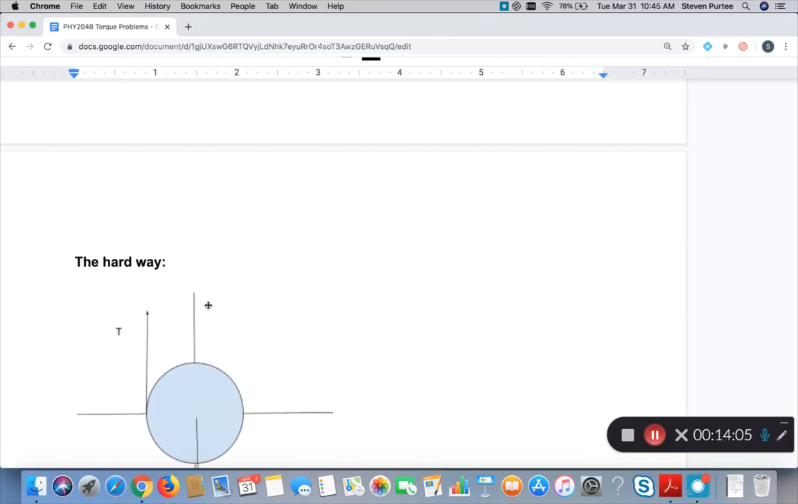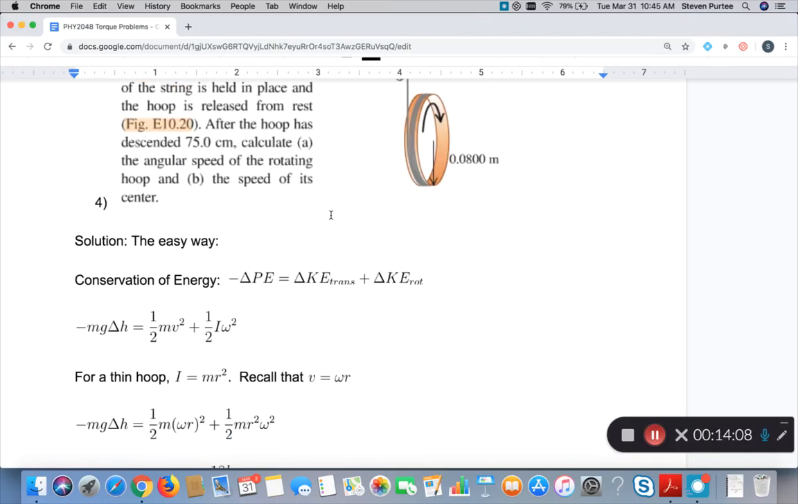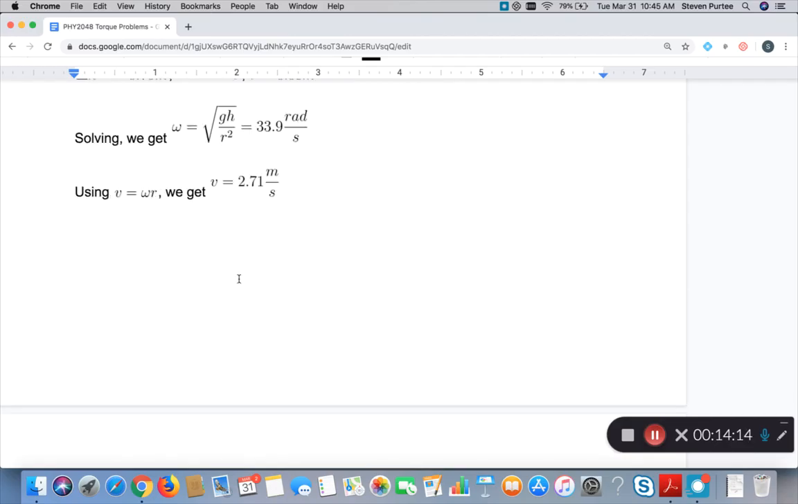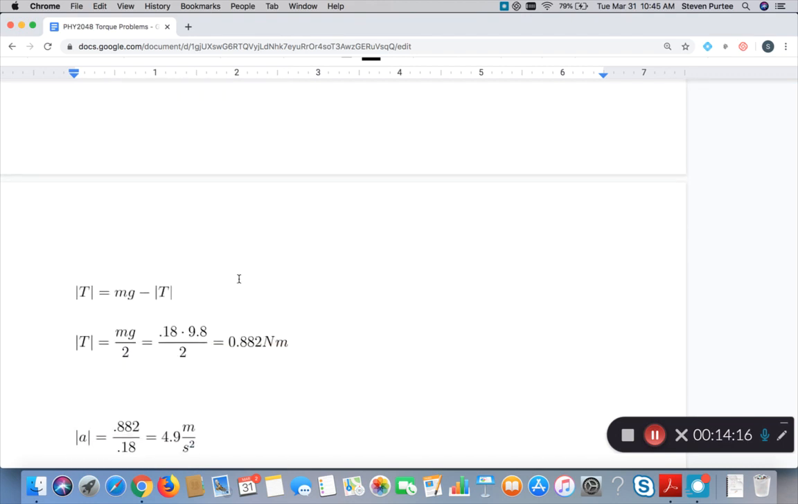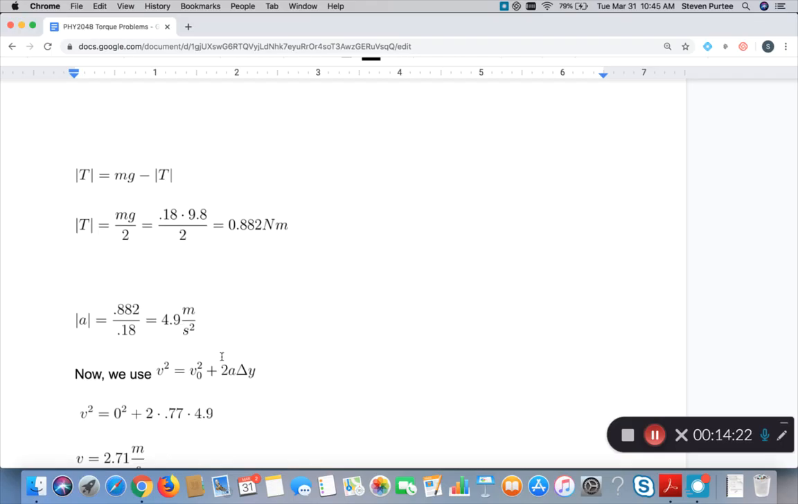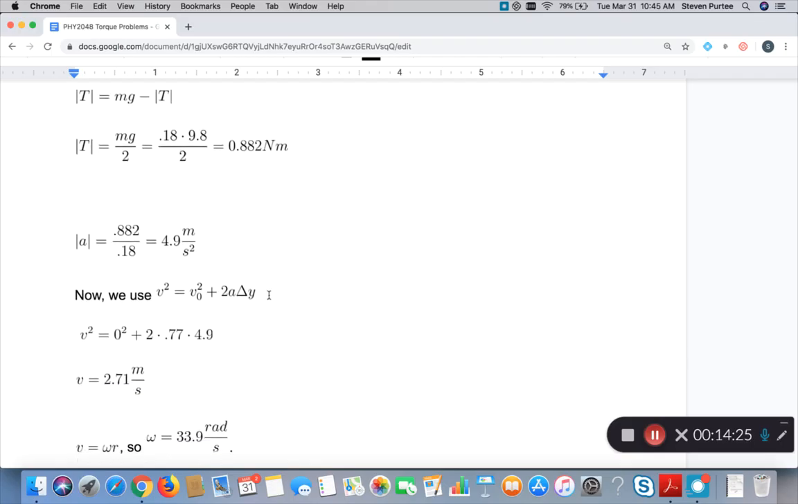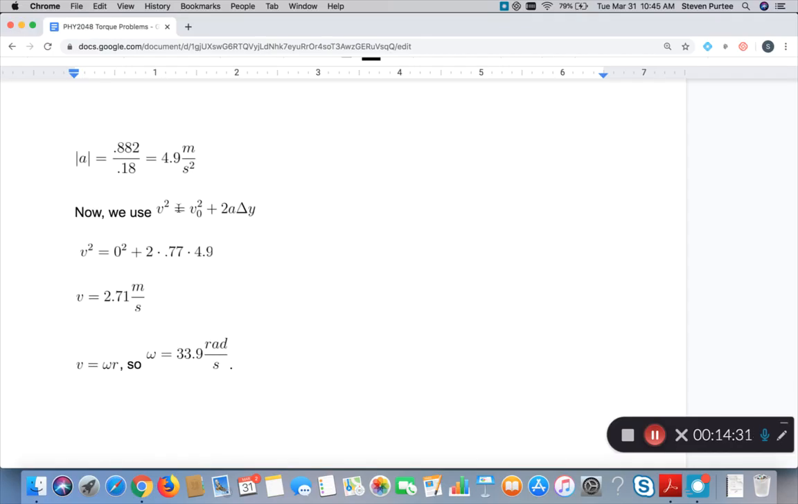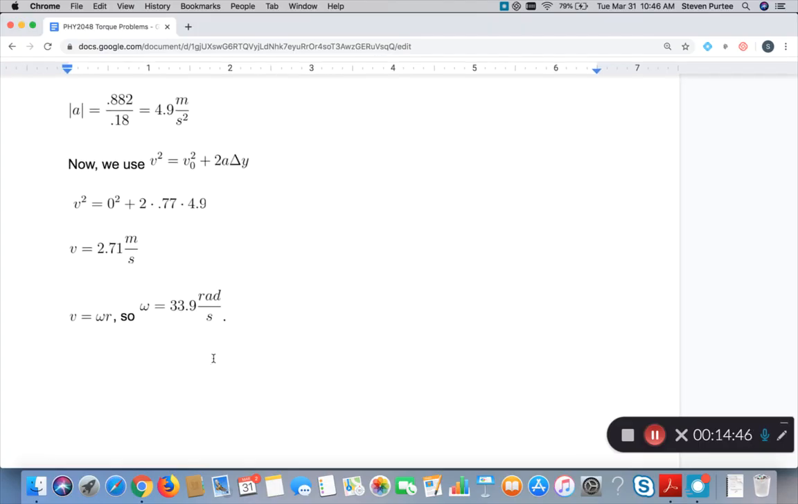Now, of course, if we had a different object here, if this were not a thin hoop, we would have a different I, so we would get a different value. It's not that everything would rotate at that speed or fall at that speed, just a thin hoop. Okay, now we want to find the linear velocity, the final velocity of our center of mass. We just use our equations of motion, just plug everything in, get our speed is 2.71 meters per second, and v equals omega r, so omega is 33.9 radians per second. Same values we got doing it the other way.